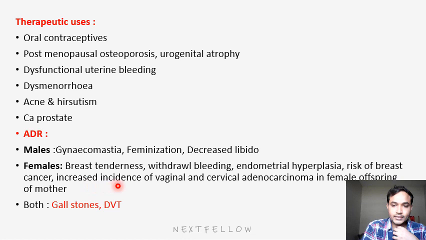Next is increased incidence of vaginal and cervical adenocarcinoma in female offspring of mothers who used estrogen supplements. It does not develop in the mothers; it develops in the babies of mothers who used estrogen supplements. When the mother is pregnant and using estrogen, the babies have a chance of developing vaginal and cervical adenocarcinomas. That means it has teratogenicity.